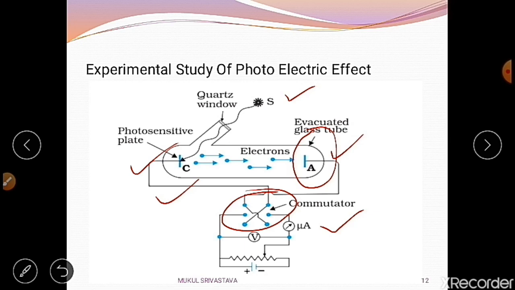The emission of electrons causes flow of electric current in the circuit. This I already explained to you. Now the potential difference between the emitter and collector plate is measured by the voltmeter, which is given here. The photoelectric current can be increased or decreased by varying the potential of collector plate A with respect to the emitter plate C. This is the most important point: photoelectric current can be increased or decreased by varying the potential of this collector plate A with respect to the emitter plate C.